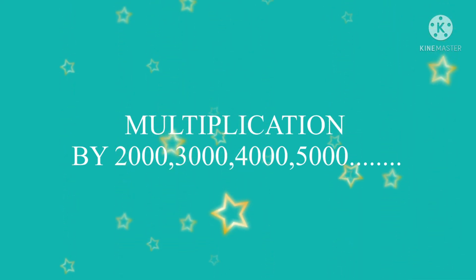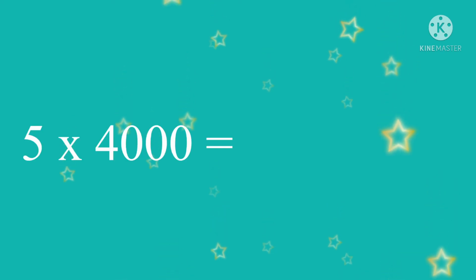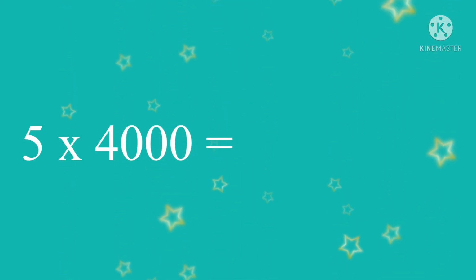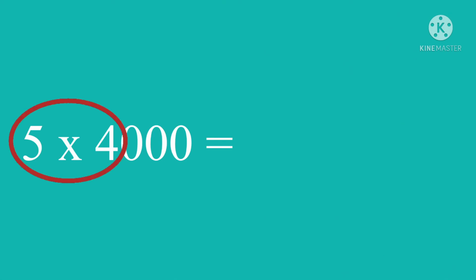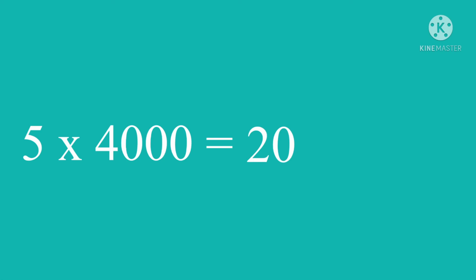For example, let us take 5 into 4000. So first multiply 5 into 4. You get the answer as 20. Now place three zeros to the right. So the answer is 20,000.